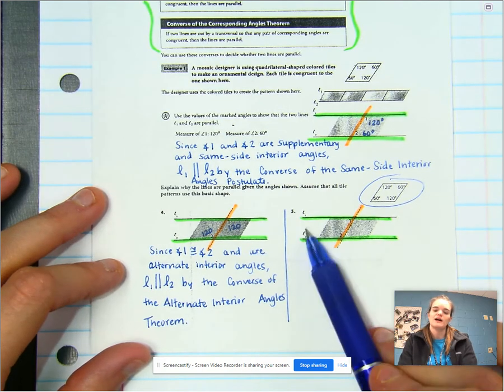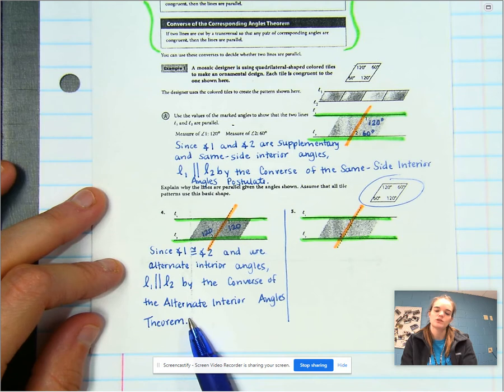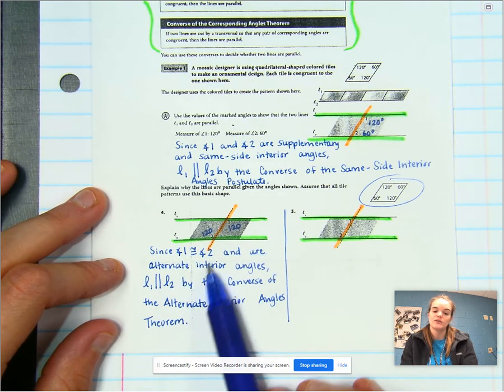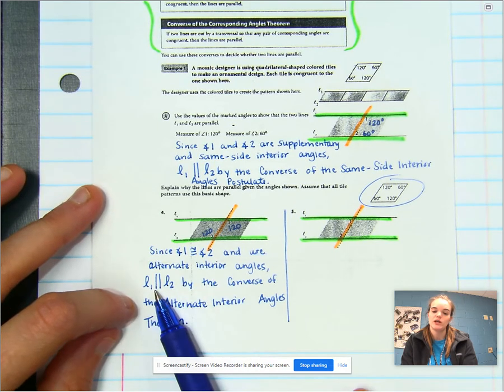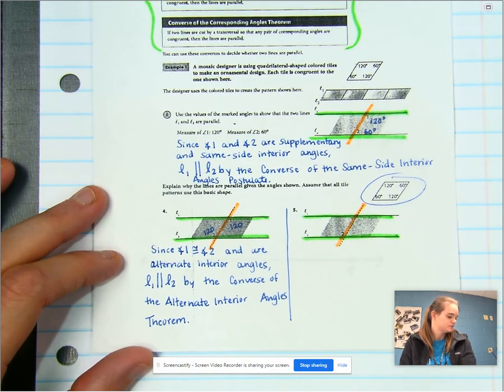All right, number 5. Pause the video, try that on your own. Yes, you are writing a sentence of some sort. I first notice the relationship, write down the relationship, the angles, and if they're congruent or supplementary, say they're parallel, and the reason they are parallel. So go ahead and do number 5.